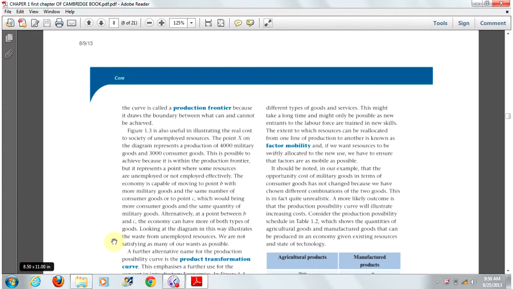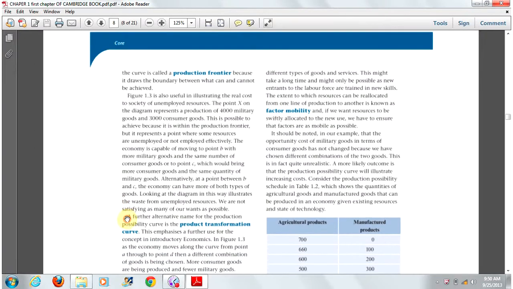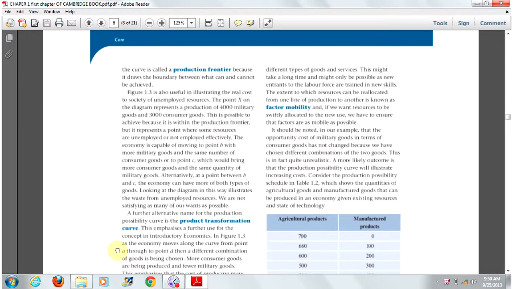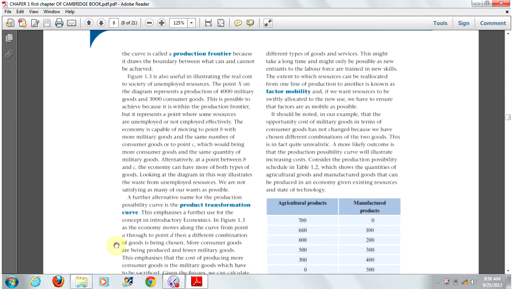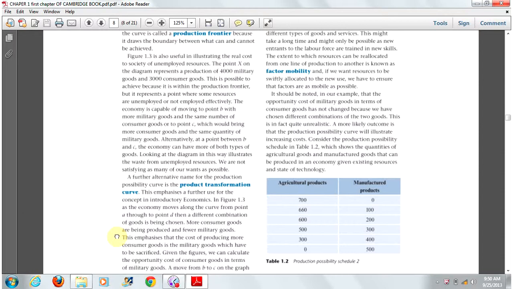A further alternative name for production possibilities curve is the production transformation curve. This emphasizes a further use for the concept in introductory economics. In Figure 1.3, as the economy moves along the curve from point A through point D, a different combination of goods is being chosen. More consumer goods are being produced and fewer military goods. This emphasizes that the cost of producing more consumer goods is the military goods, which have to be sacrificed.